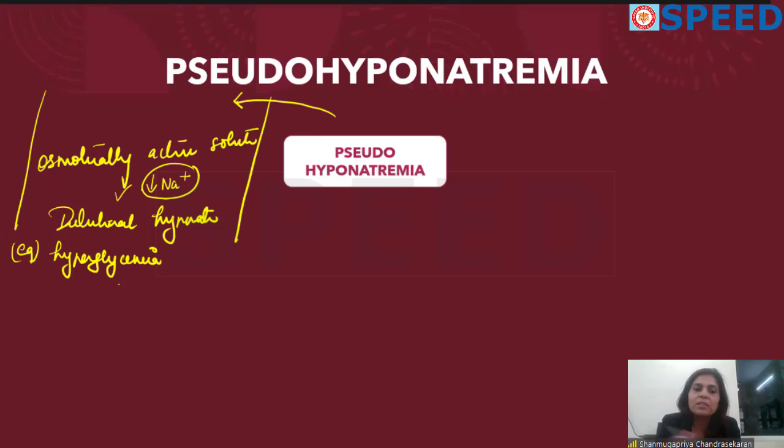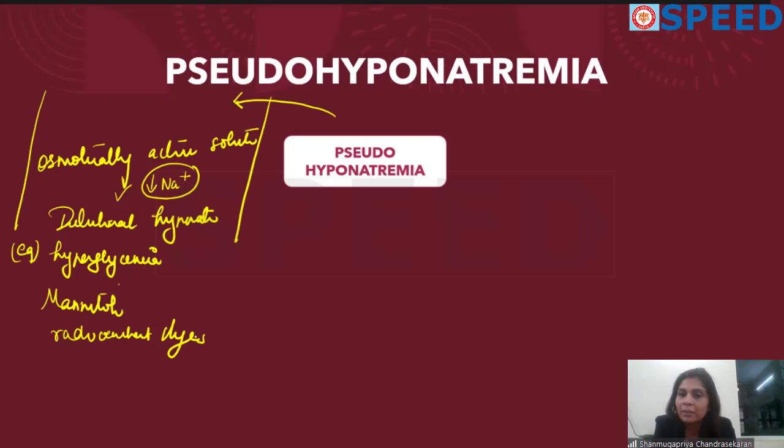Another example for this is mannitol infusion, or the presence of radio contrast dyes. So in all these conditions, you don't have to give saline. You don't even have to ask the person to restrict water intake. All that you will have to do is treat the underlying cause. If there is hyperglycemia, just correct the glucose level.